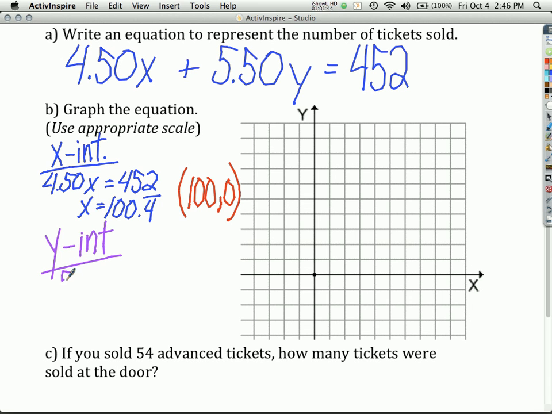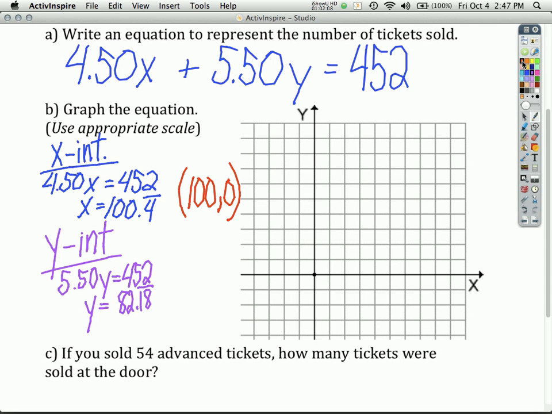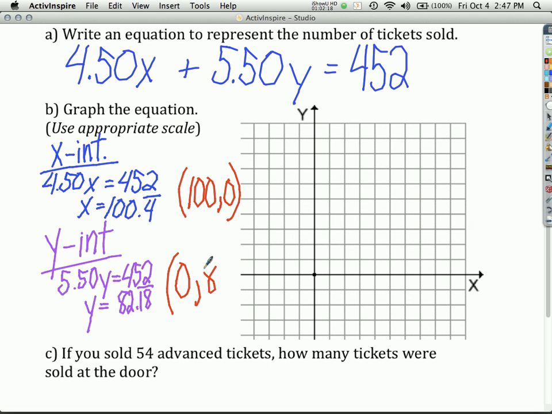And so we end up with the equation 5.50y equals 452. So go ahead and solve that equation. What do we get for that? I should see lots of calculator punching. And? 82.18. Yeah, you get 82.18 repeating. And so what should we call the y-intercept? How should we make it look nice? Kayla? 82. Okay, so we'll say it's (0, 82).